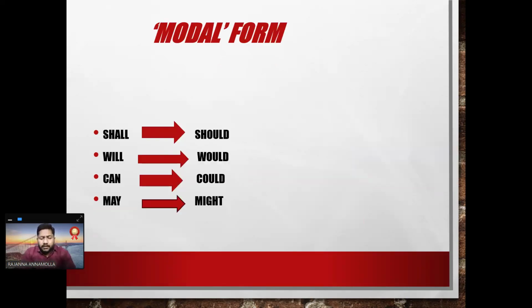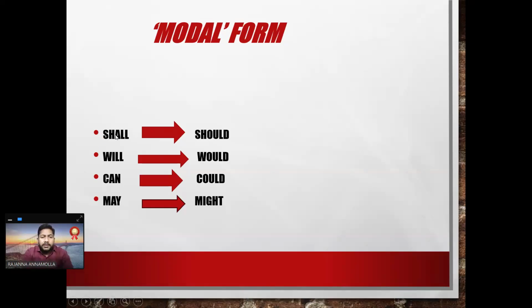Next, the last form of the helping verb is the modal form. So, how many modals are there? Shall, should, will, would, can, could, may, might. The left side ones are used in future or present. The right side ones we use in the past, as the past tense of these.